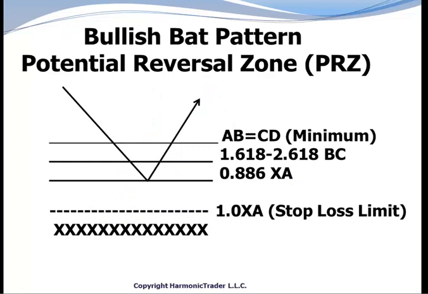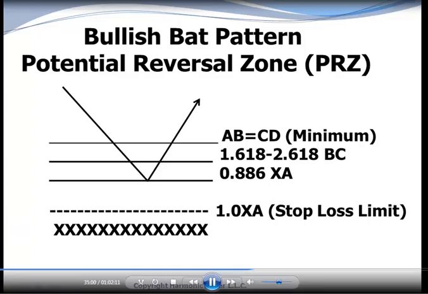The bullish bat pattern potential reversal zone is going to look something like this. Your ABCD is a minimum, but usually that variation is going to be extended. And then typically the 886 is going to be the lowest measurement in the zone, but it's usually going to be the most critical. So as soon as that 886 is tested, we're looking to take action from an execution standpoint.